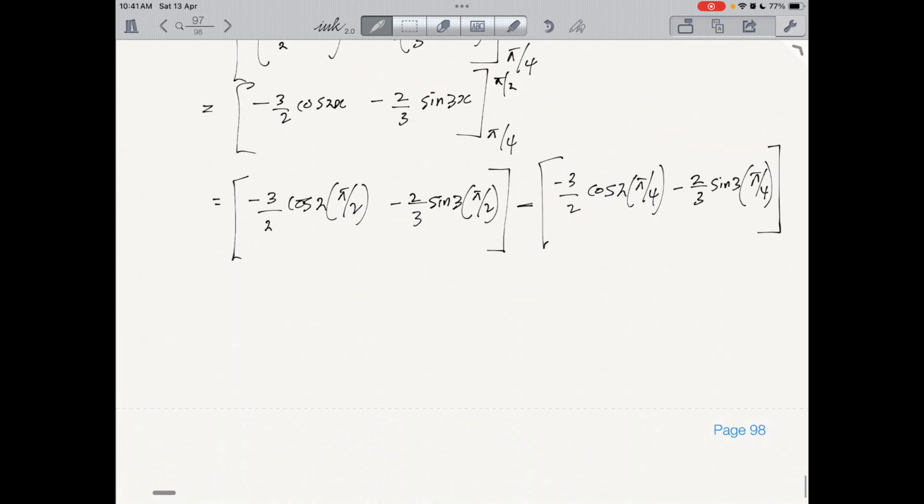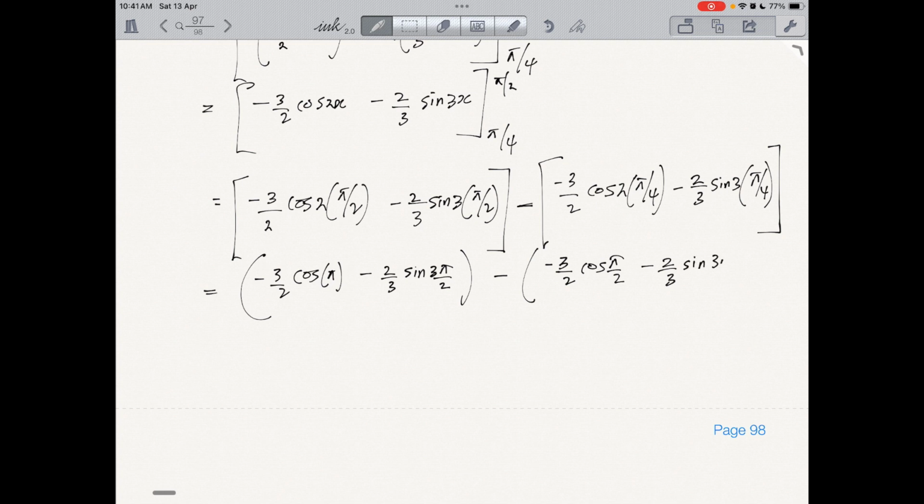Now simplifying further, we have minus 3 over 2 cos pi minus 2 over 3 sine 3 pi over 2, minus, into minus 3 over 2 cos pi over 2 minus 2 over 3 sine 3 pi over 4. Now, after simplifying all of this, we'll have our final answer to give us 2.638.